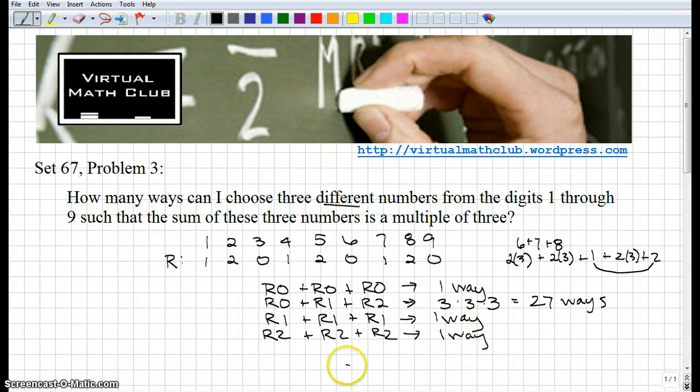All right, and that's it, right? We can either have 3 with a remainder of 0, 3 with a remainder of 1, 3 with a remainder of 2, or we have the case where it's 0, 1, 2, in some order. The order doesn't really matter because addition is commutative. So let's add this all up. We end up with 3 plus 27, which gives us 30 ways that we can choose 3 numbers where the sum is a multiple of 3.